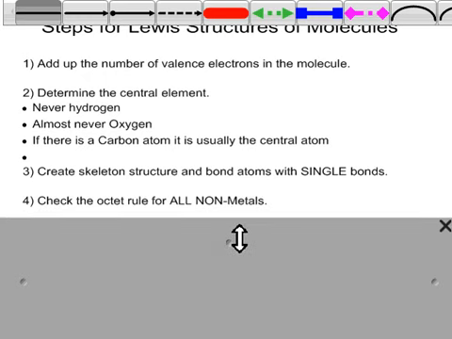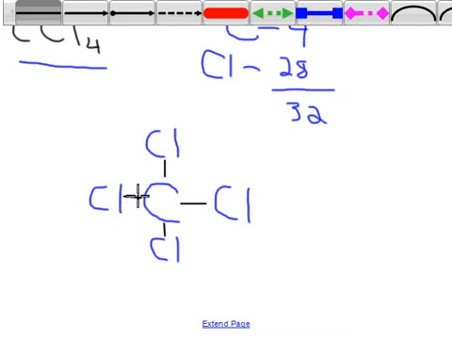Now, what we're going to do is look for the octet rule for all nonmetals. What I mean by that is, so far I have 2, 4, 6, and 8 electrons in those 4 bonds, but I have 32 valence electrons that need to go on there. So we're now going to start bouncing around this molecule, adding more valence electrons to the things that still need 8 electrons. Carbon is a nonmetal, so it needs to follow the octet rule, and I count 2, 4, 6, and 8 electrons around carbon. It's good to go. However, this chlorine currently only has 2 electrons, its 1 bond, and that's repeated in those 4 spots.